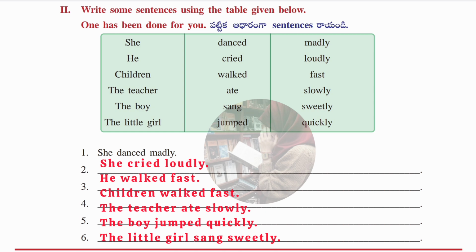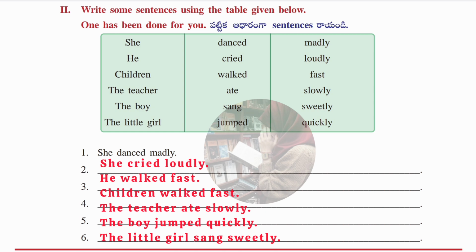Again I'm taking she as a pronoun. She cried loudly. Next, he walked fast. Next, children walked fast. Next, the teacher ate slowly. Next one, the boy jumped quickly. And the last one is, the little girl sang sweetly.